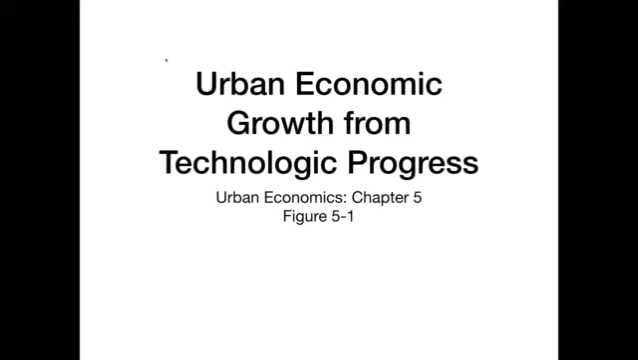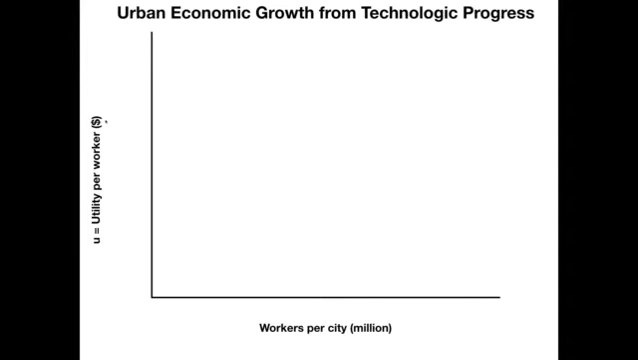So what I want you to get from this is to understand the impact of technological progress and how that impacts utility per worker. So when innovation occurs, how does that impact the utility per worker in an urban area? So here you can see once again, we have a graph that has workers per city in millions on the bottom axis, on the x-axis, and we have utility per worker on the y-axis.